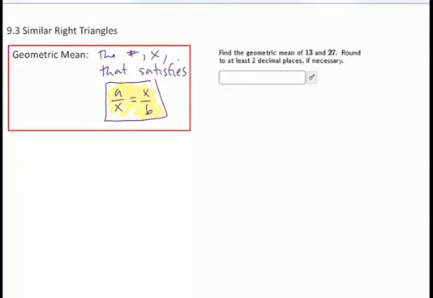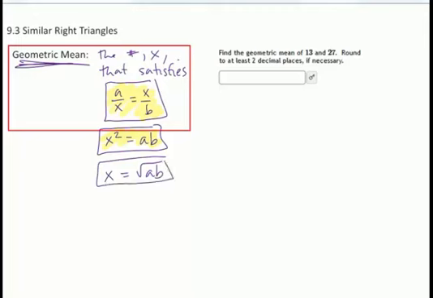And now we can take this equation and manipulate it in two different ways to get two additional equation forms. So this is the proportion, geometric mean. If you cross multiplied right here, you would get x times x, which is x squared equals a times b. So this is another relationship that would hold true for the geometric mean. And then finally, if you extract the root for both of these, take the square root of both sides, you would get your third form.